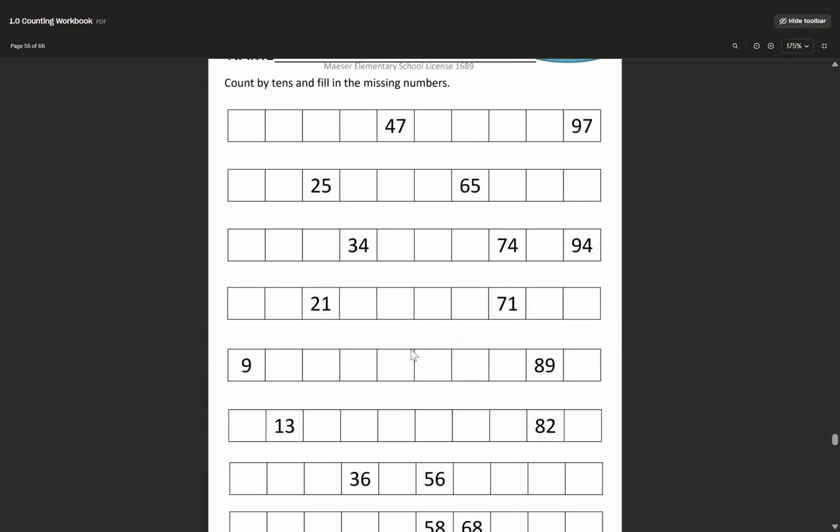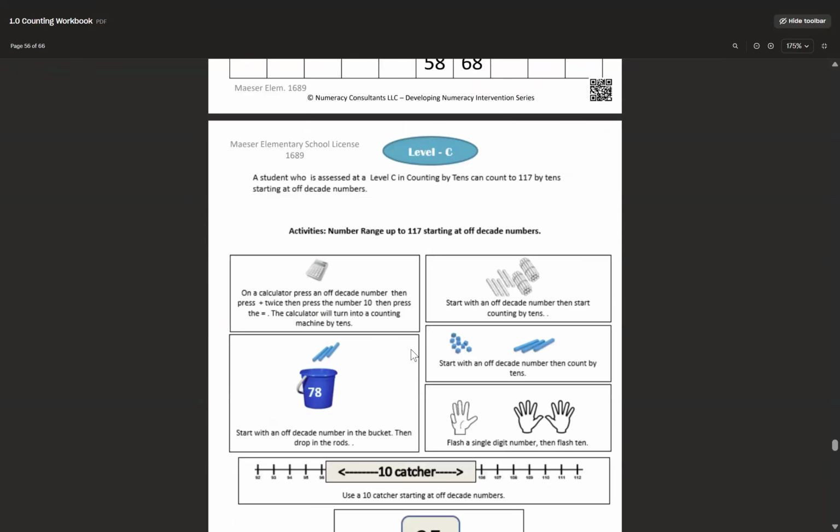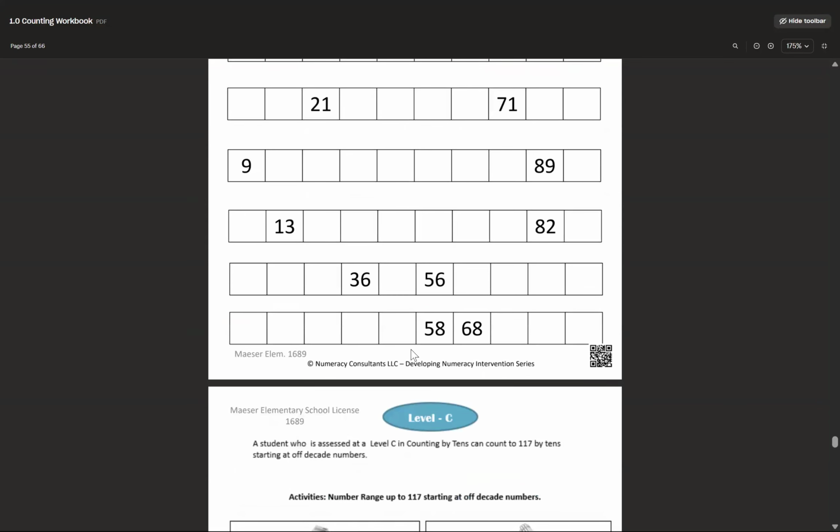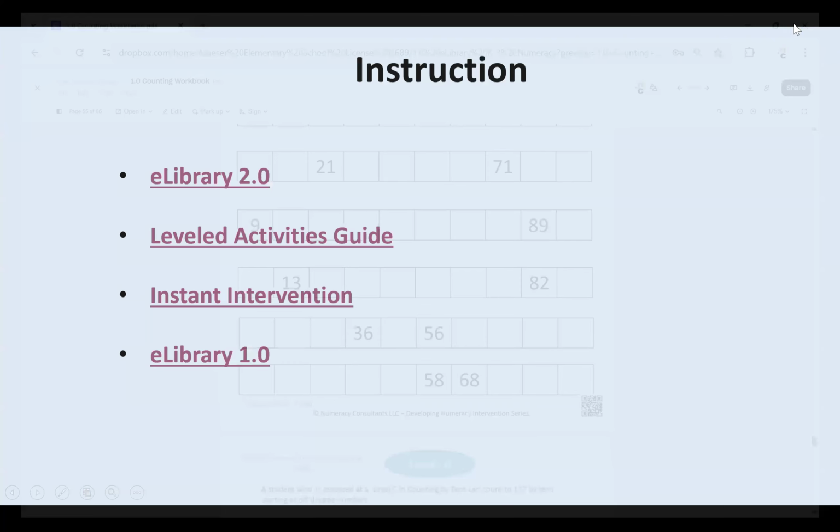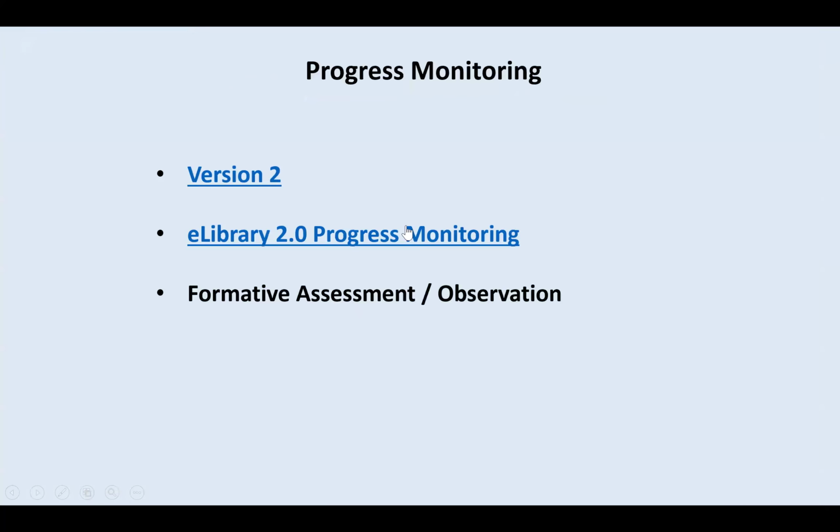If you remember earlier, I said you're always going to have more pieces, more instruction, more workbook pages than you're going to need. The idea is we're going to give you so much that you'll always probably have too much, not too little. So as you go through and you're working on this, that is where you'll get your instruction and your practice. Okay. So now we're going to talk about progress monitoring.